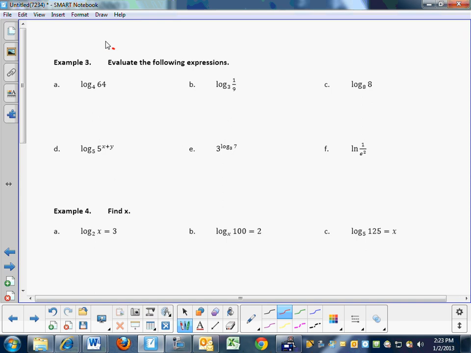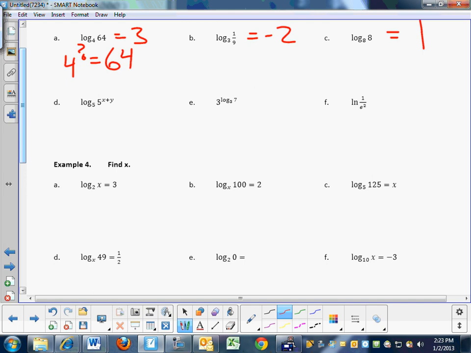What is the log base 4 of 64? That means 4 to what power is equal to 64? 3. 3 to what power is 1/9? -2. 8 to what power is 8? 1. 5 to what power is 5 to the x plus y? x plus y.